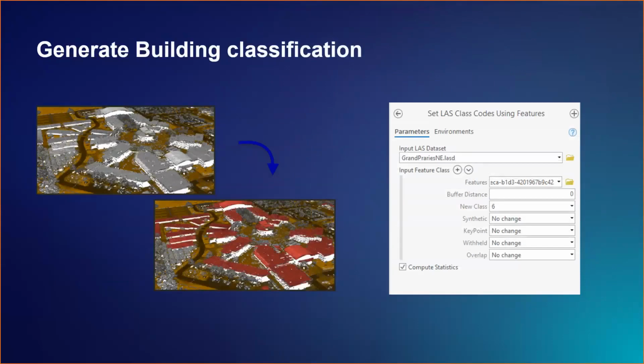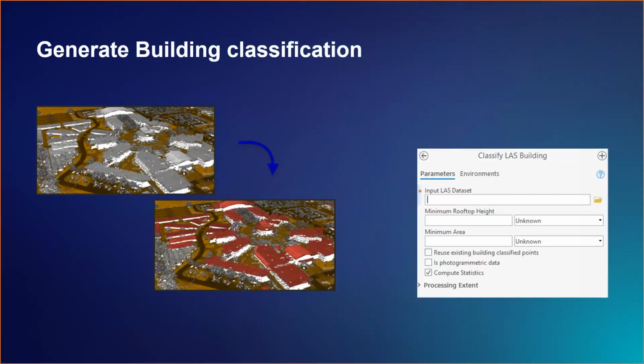If you receive LiDAR data with a missing building classification, no worries here. Use the Set LAS Class Codes Using Features tool to generate the building classification in your LAS file. We highly recommend using this tool if you have a building footprint. If you do not have a building footprint, you may want to use the Classify LAS Building geoprocessing tool.